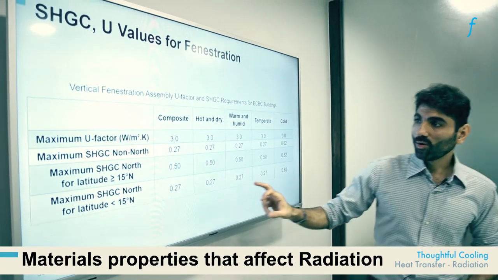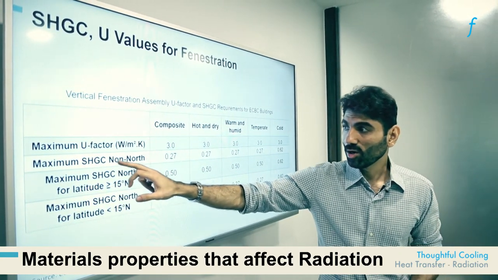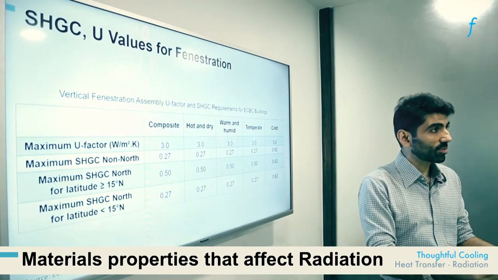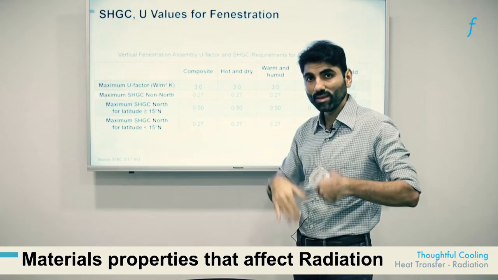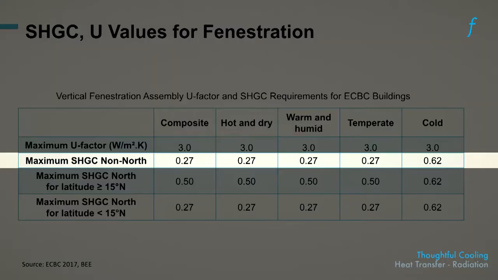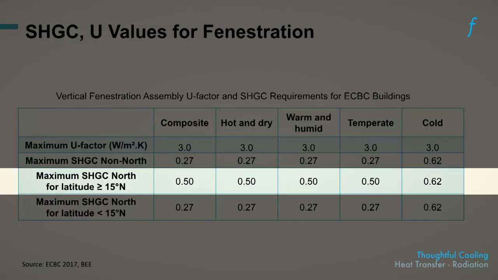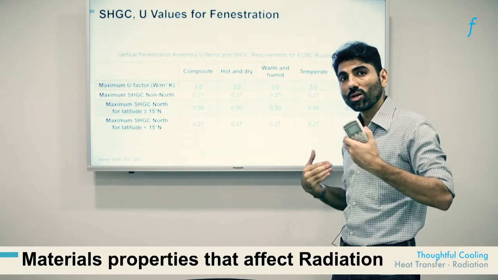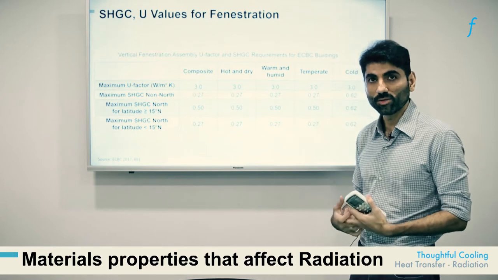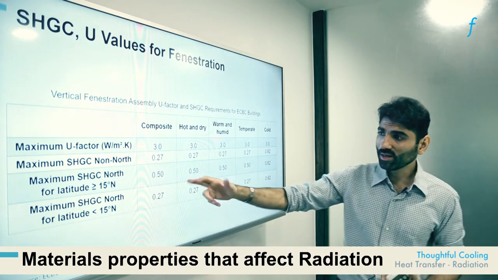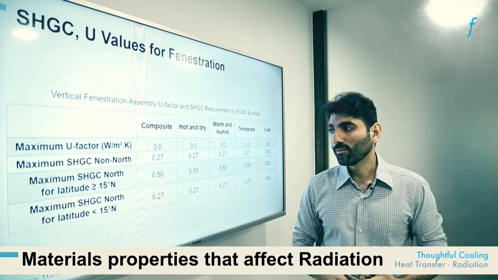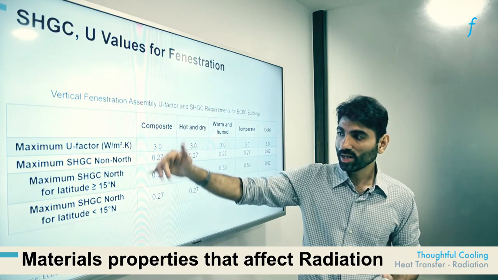So as you can imagine, for an orientation that is facing non-north, which means south, for example, or the west or the east, you are recommended to have very low solar heat gain values, because a lot of the heat comes from those directions. Whereas in north, in the tropical regions, you can have slightly higher solar heat gain coefficients because not a lot of the heat is first of all coming from that direction. So there you can be a little more liberal with the amount of light and heat that you are bringing in. And again, there also between the north orientations, there's a difference between the higher latitudes and the lower latitudes.